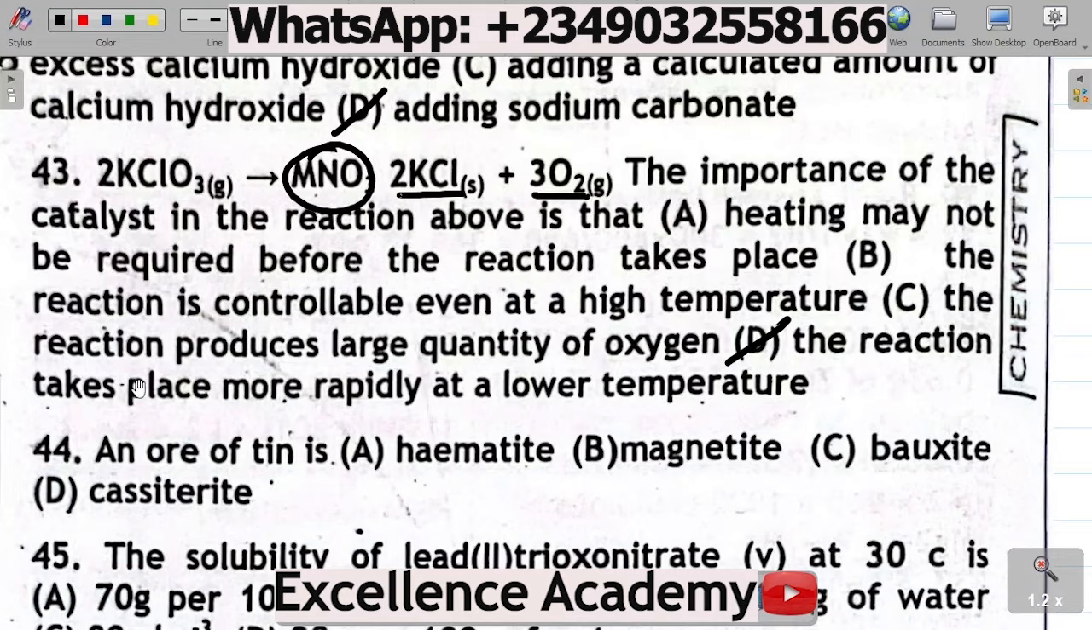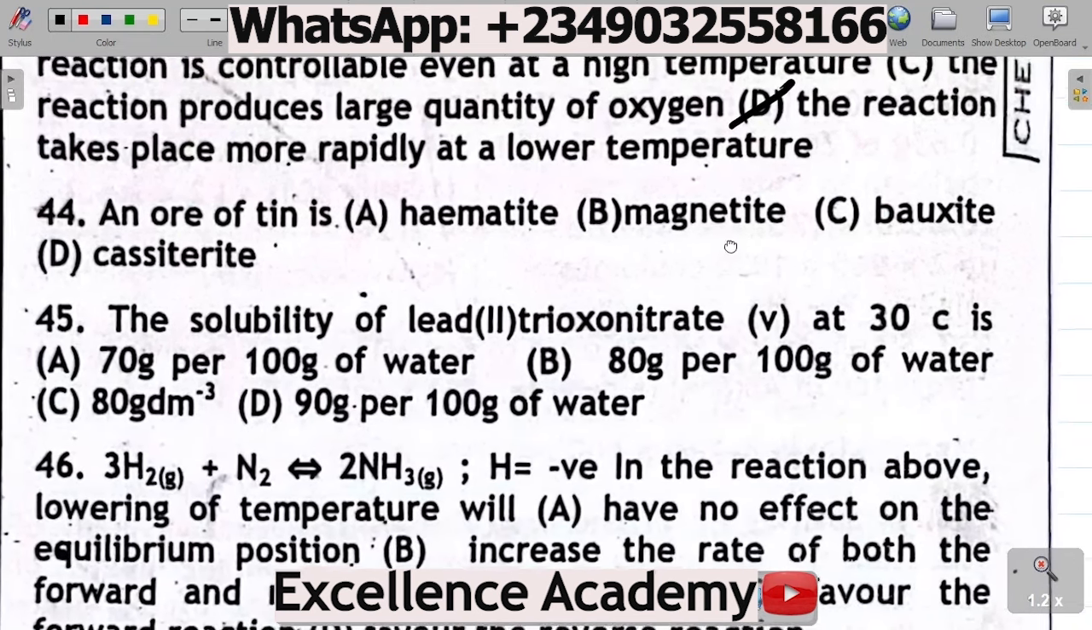So this says the reaction takes place more rapidly or faster at a lower temperature. And that is the correct answer. The simple idea for this question is that a catalyst helps to speed up the rate of a chemical reaction. And D is what matches that concept. So D is your correct answer.